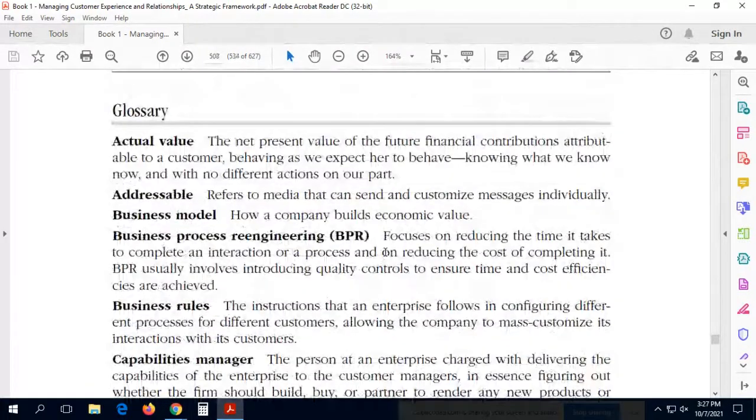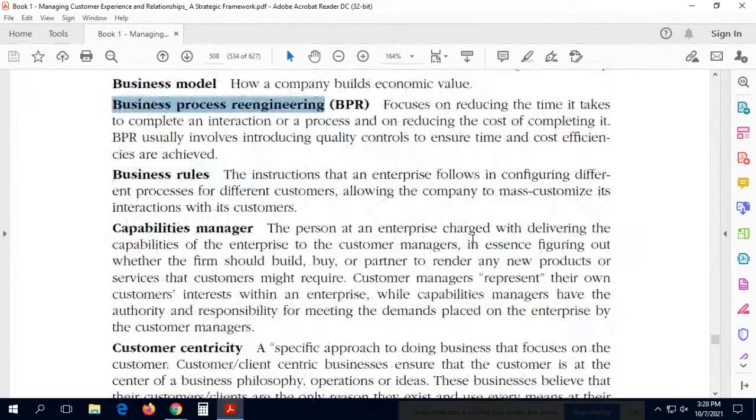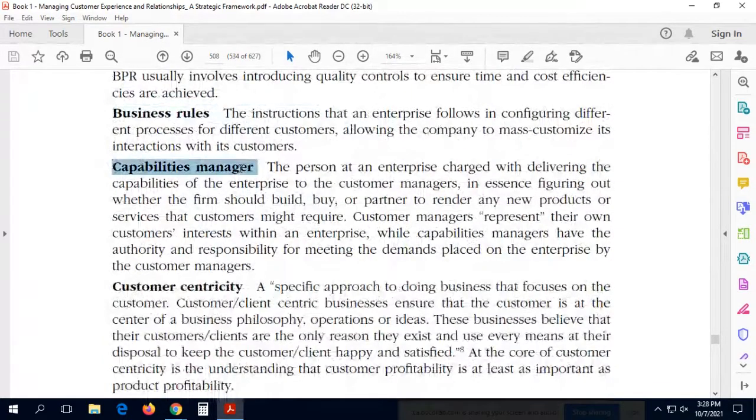And this is the glossary section I was talking about. At the end of every chapter they have these type of things like business process engineering. If you don't understand it, you would want to run some Google search on it, listen to some talk on YouTube, and how that helps in improving quality service management. These are some things which you should look up, like what is a capability manager, what is the meaning of customer centricity.